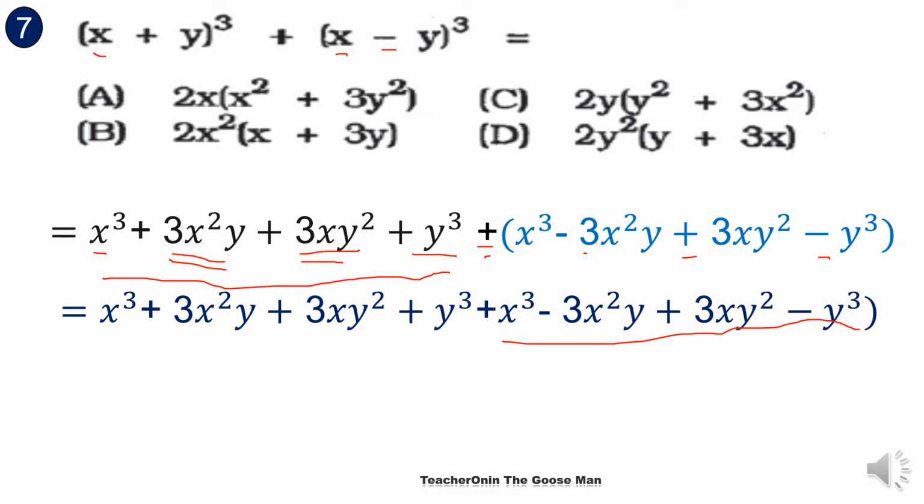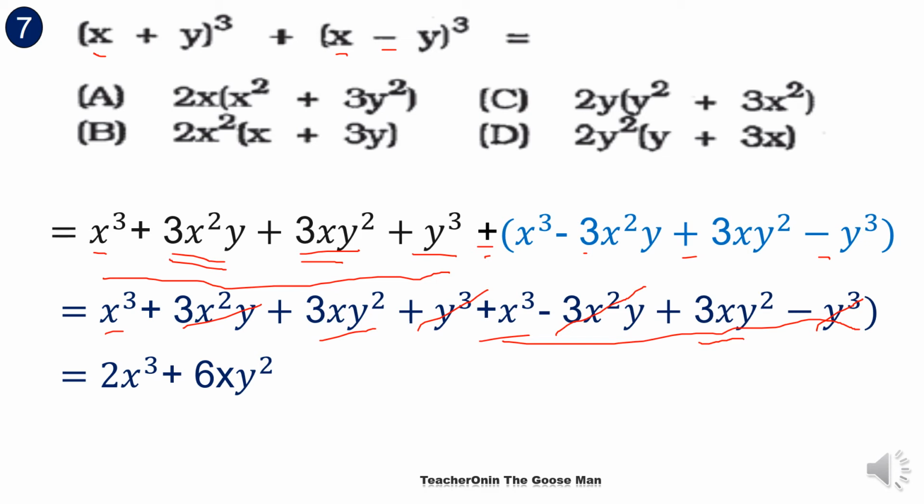Then, I can remove the opposites. So I have 3x squared y minus 3x squared y, so that is equal to 0. And y cubed minus y cubed will result to 0 now. So I have here x cubed plus x cubed and also 3xy squared plus 3xy squared. So it will result to 2x cubed plus 6xy squared.